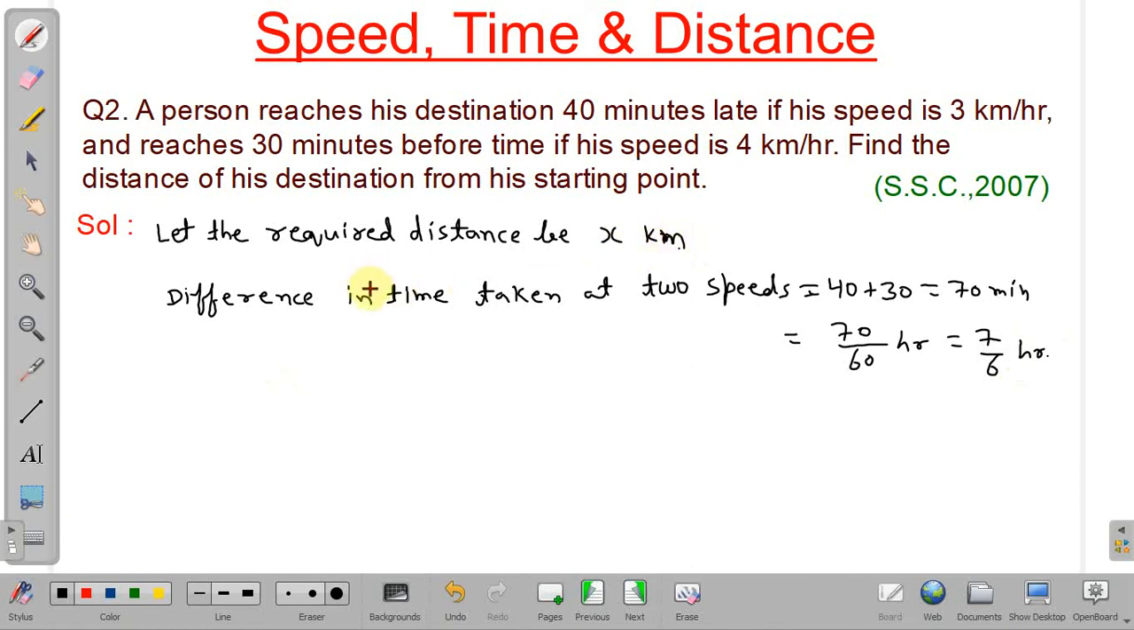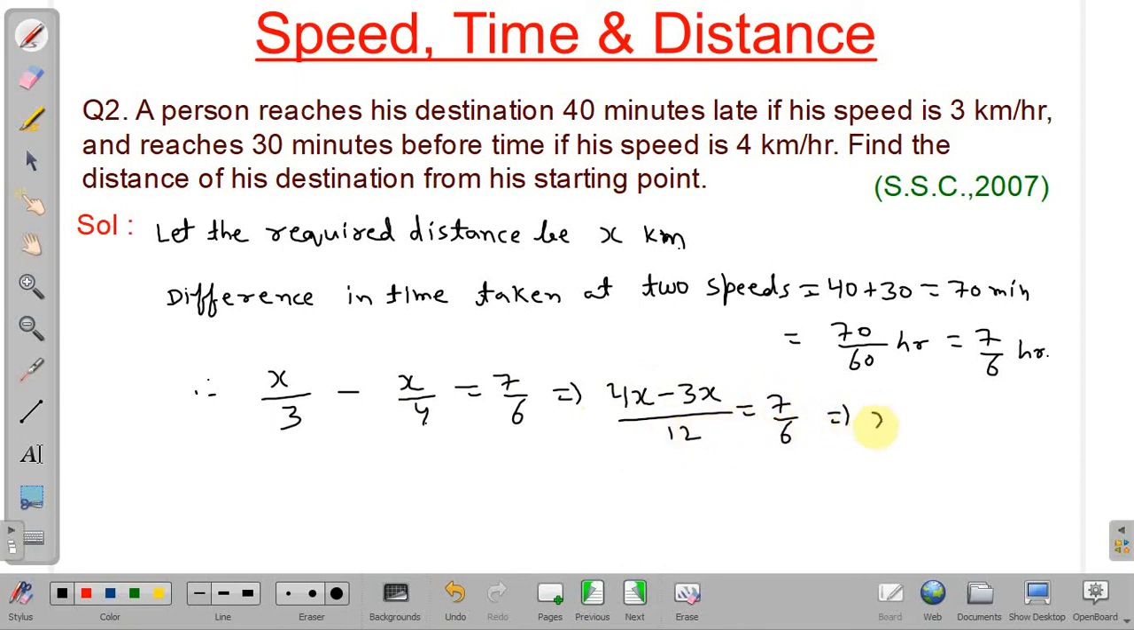We know the speed, so the difference in time will be x divided by 3 minus x divided by 4. As this time will be more, as the speed is less, you have to subtract this from this. So x by 3 minus x by 4 is equal to 7 by 6. From this you have to calculate x: take the LCM, then (4x minus 3x) by 12 equals 7 by 6. So from this you can calculate x as 7 into 2, or 14.